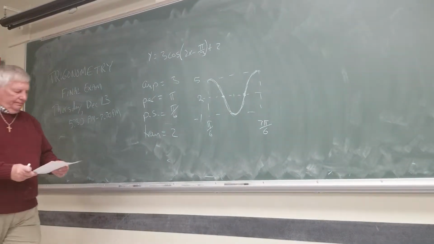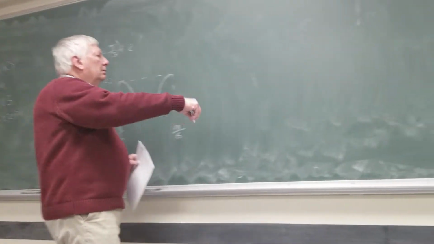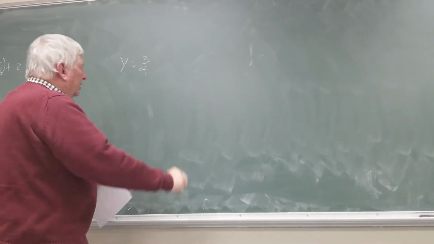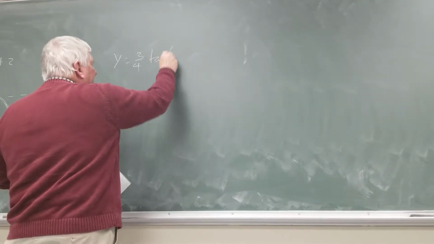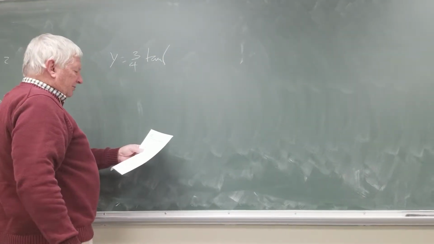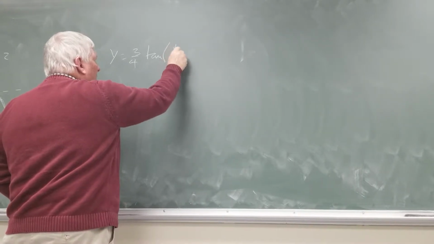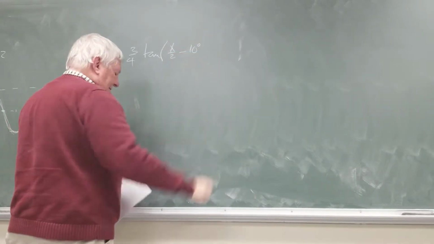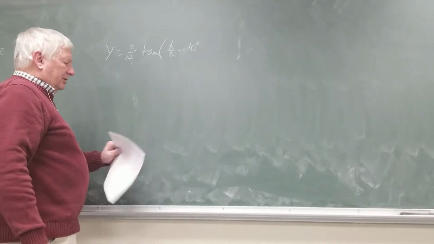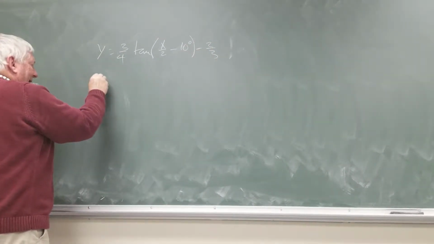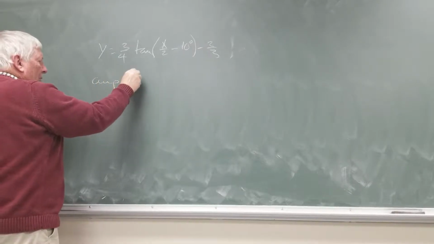Number 2, 3/4 of the tangent of (x over 2 minus 10 degrees) minus 2/3. So, amplitude 3/4.